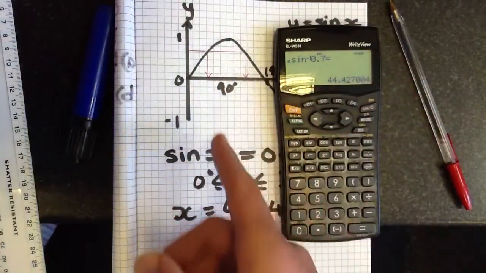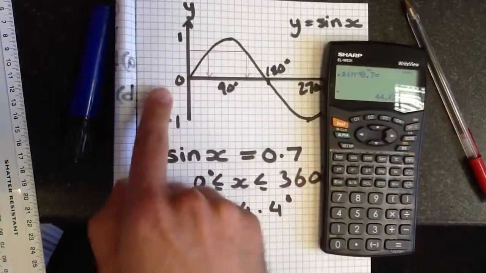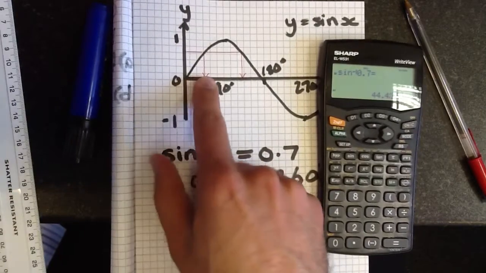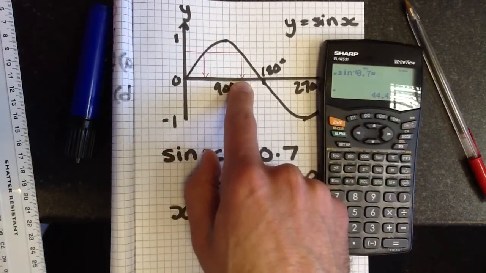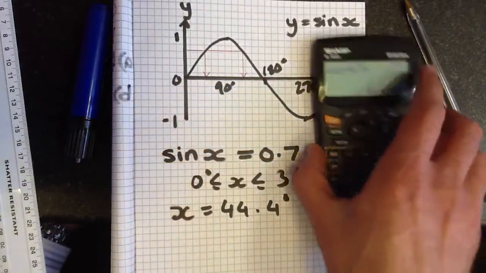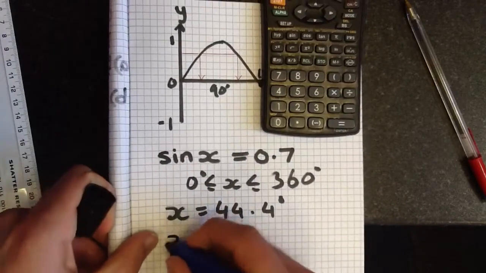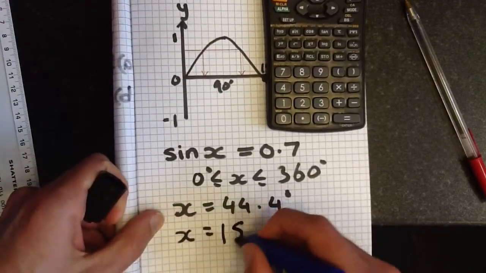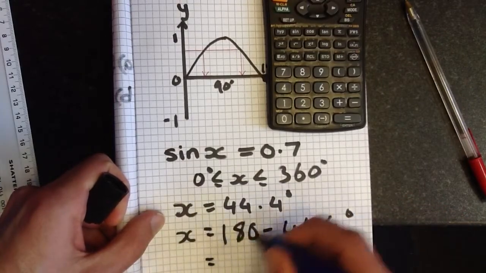Now the next part relies on the symmetry in this question. So you know that this graph is symmetrical around 90 degrees. So this point here is 44.4 degrees up from 0 degrees. So this point here is 44.4 degrees back from 180. So I'm just going to do for my other value, x equals 180 minus 44.4 degrees.